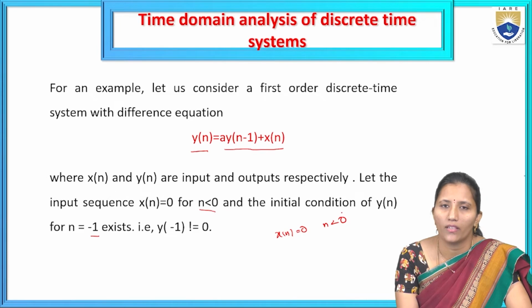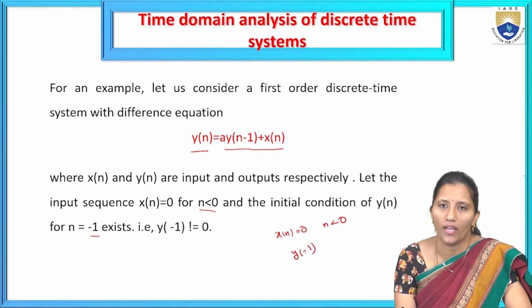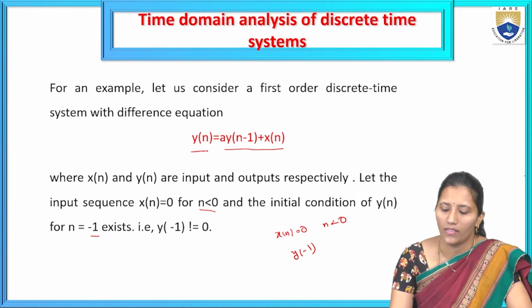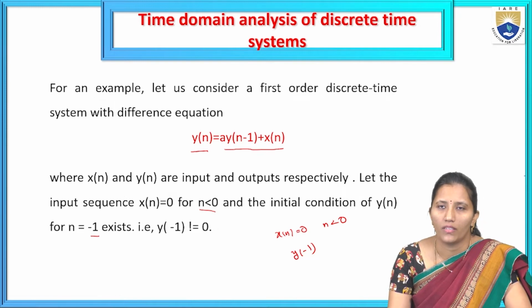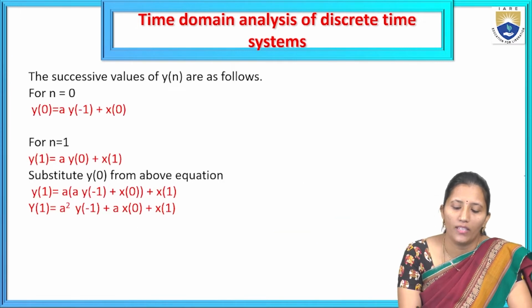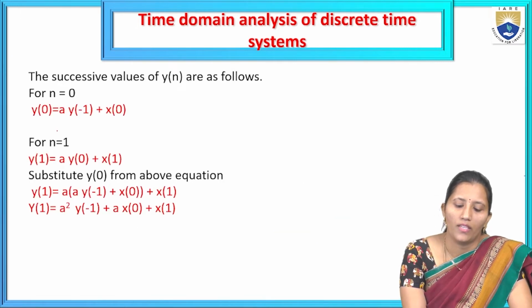And the initial condition is that y of n exists only for n equal to minus 1, that is, y of minus 1 exists. y of minus 1 is not equal to 0. So we have to take these two conditions. We are taking the first order difference equation, and in that we substitute n equal to 0.